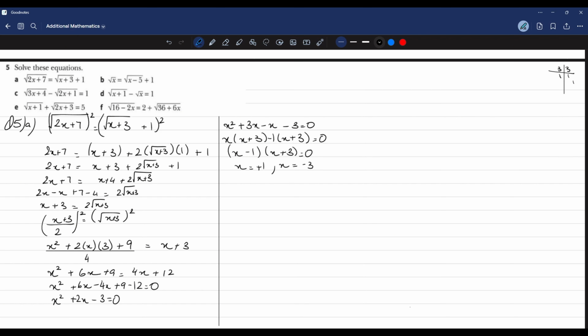So yes, this is basically it. That's all you're going to need. That is it for your answer. X is equal to positive 1 and x is equal to negative 3.